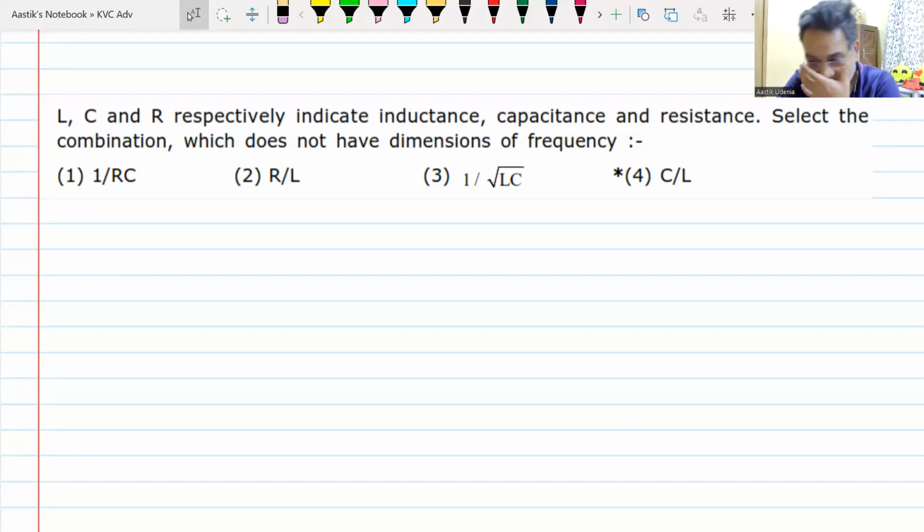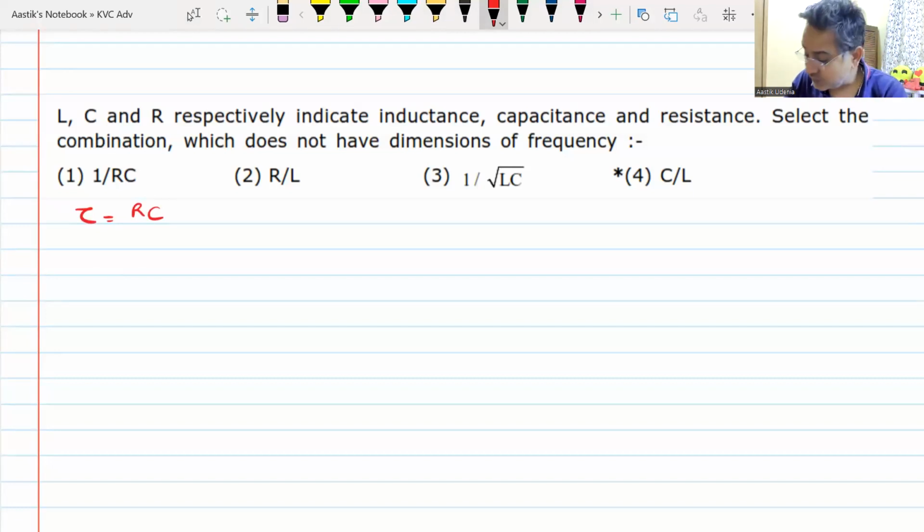Then this is the first question. Let's see how many of you can give me the reply for this one. L, C, R indicate the inductance, capacitance, and resistance. Select the combination which does not have the dimension of frequency. Which one does not have the dimension of frequency? Option 4 is correct.